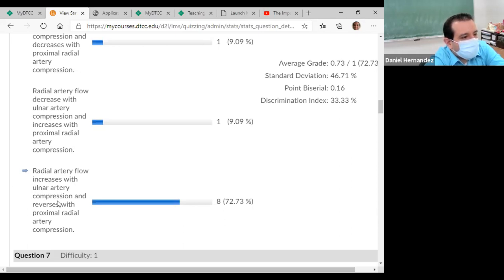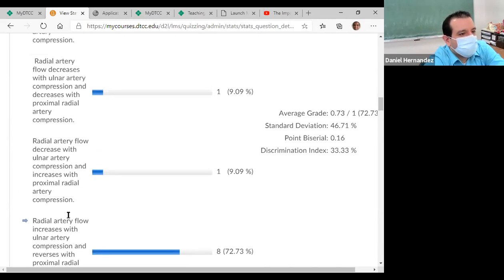And then conversely, if we compress that radial artery proximal or above where we're imaging, we're going to see a reversal in that flow because we're not creating a steal syndrome. That hand still needs blood flow, so it's going to reverse the flow in that palmar arch. And we'll see a reversal of flow in that distal radial artery that we're seeing in order to feed the rest of the hand. So if we compress above where we're imaging, we're going to see a reversal of flow.